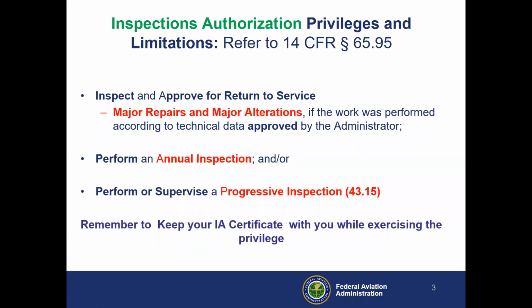So inspection authorization privileges and limitations are covered in 65.95. In addition to A&P privileges, the IA can inspect and approve for return to service major repairs and alterations, if the work was done according to tech data approved by the administrator. The IA can also perform an annual inspection and perform or supervise a progressive inspection. Just remember to keep your IA certificate with you while you're exercising the privilege.